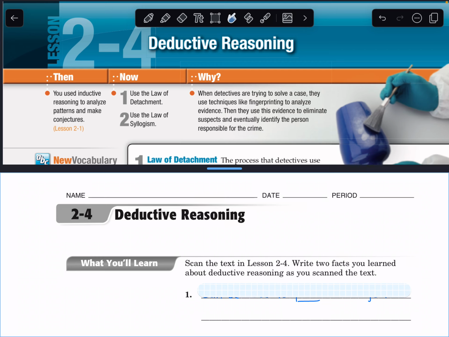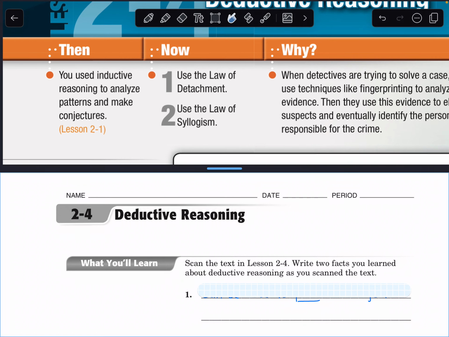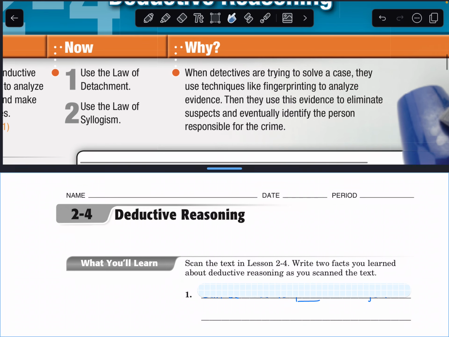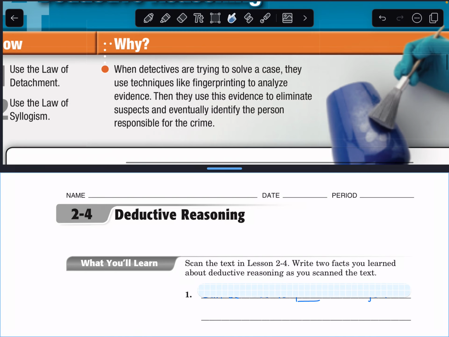Today we will cover section 2.4, Deductive Reasoning, and complete the guided notes. Before, we've used inductive reasoning to analyze patterns and make conjectures. Today we will use the law of detachment and the law of syllogism, which is something that detectives might use when trying to solve various cases. Very useful.